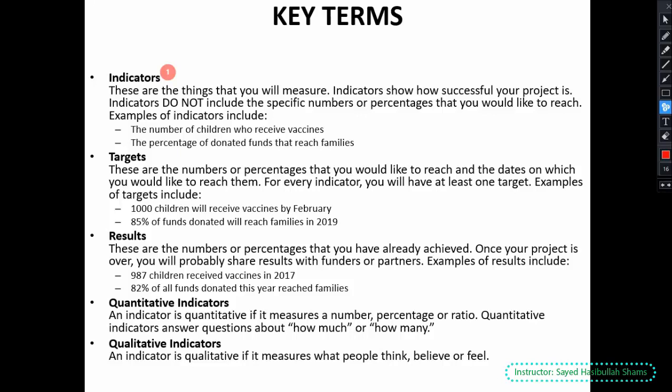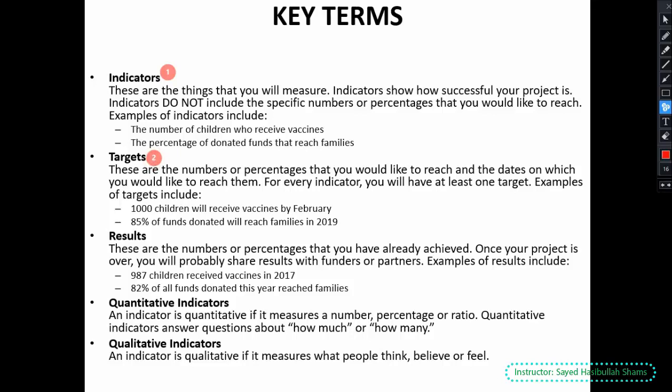So the definition of indicators, in simple terms, is the things that measure. Indicators are very important so that we know about the success of the project, whether we are successful, whether we need to improve performance, and on which point we must concentrate. So this is the role of indicators.